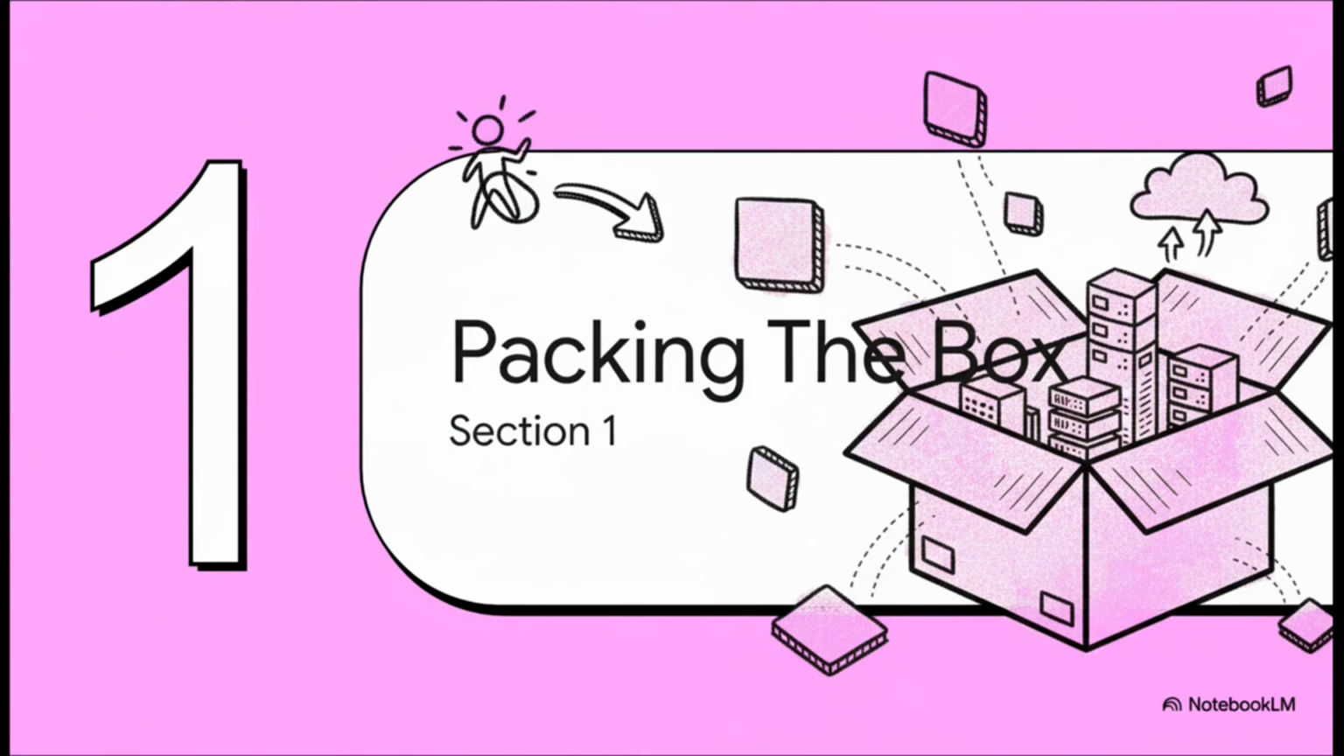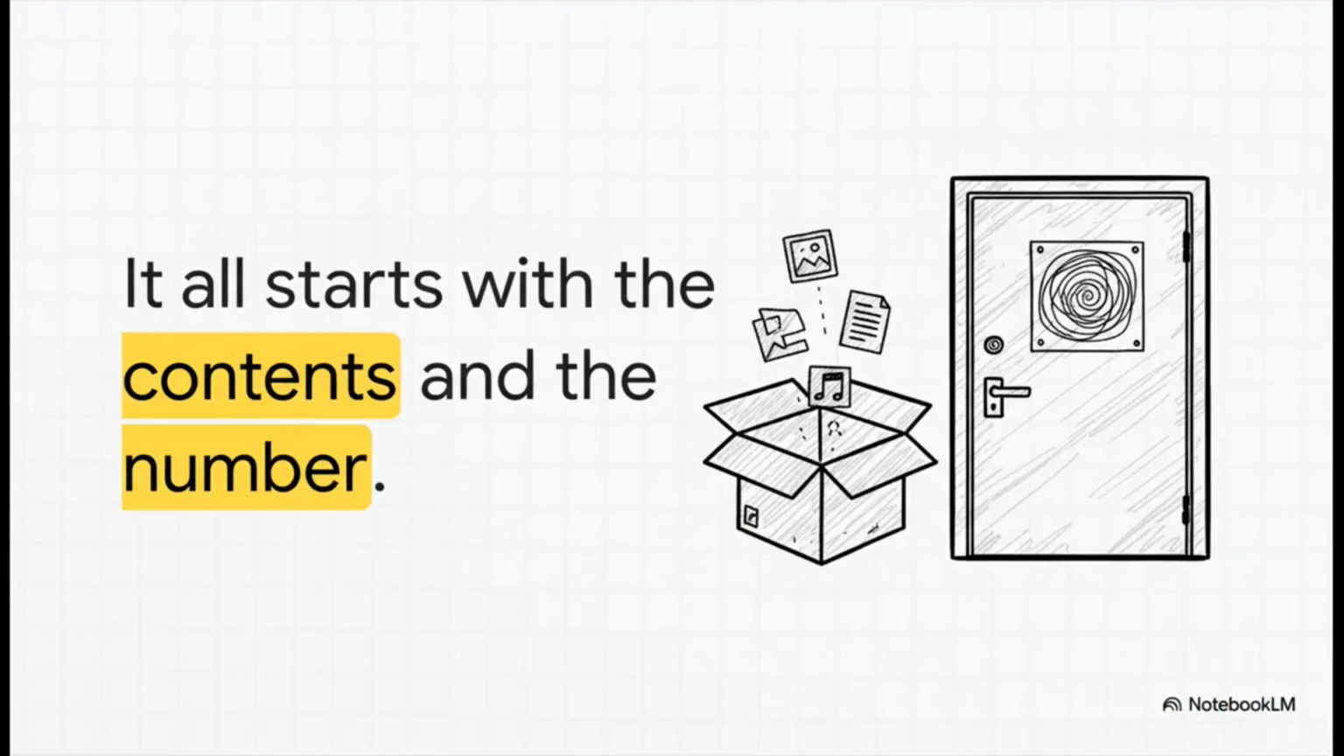Okay, first up, Section 1, packing the digital box. This is where it all begins, getting our data ready for the trip. So, before this digital package can go anywhere, we need two critical pieces of information. First, what are the contents, the actual data? And second, what's the apartment number? We have to make sure it gets to the right program at the destination.